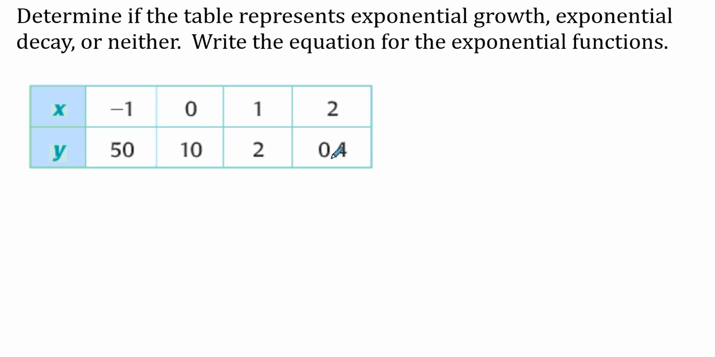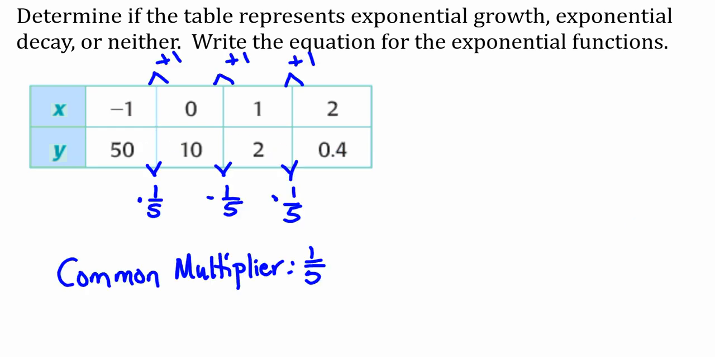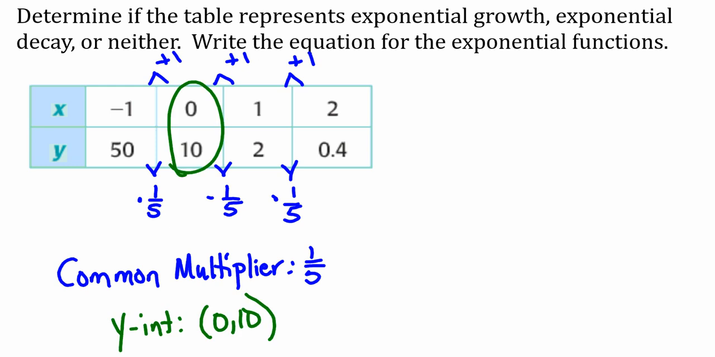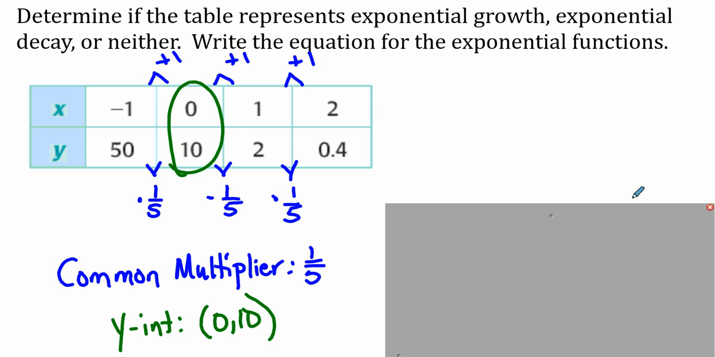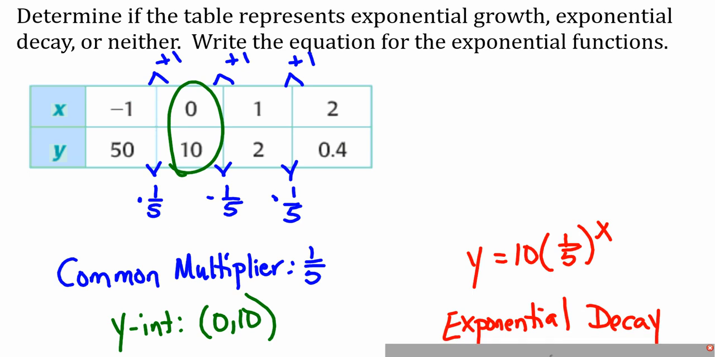So check your ratios. Do 0.4 divided by 2, 2 divided by 10, 10 divided by 50. We can see we've got that rate of 1/5 as our multiplier. So our common multiplier is 1/5. If you use a decimal, that's 0.2. If it's 1/5, we know it's exponential decay because that's less than 1 but greater than 0. Look in the table and see, do you have a y-intercept? Is your input of 0 there? And it is. It's at 10. So if I put this all together, my equation would be y equals 10 times 1/5 to the power of x.